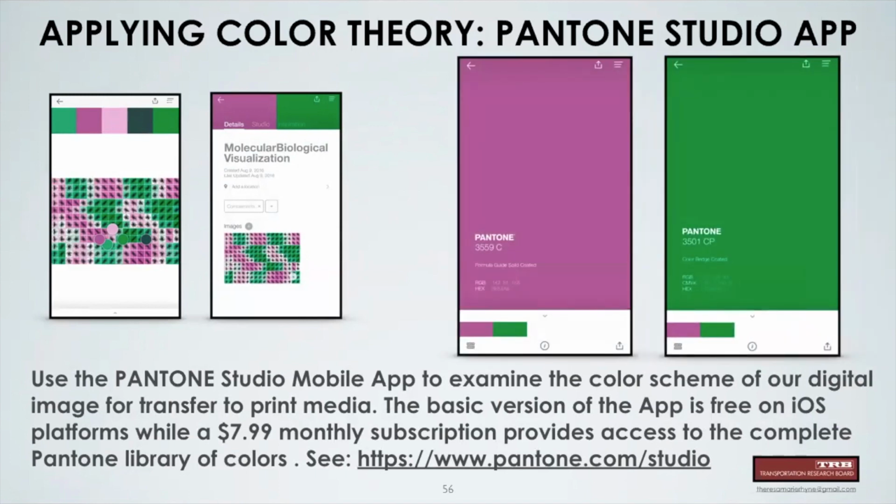These are the colors. You can take this Pantone Studio app. This is some molecular visualization I did with the University of Utah. And you can get your Pantone values if you need to know.